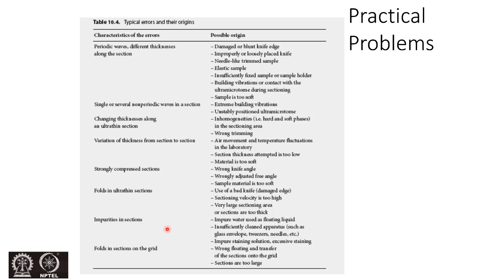Then impurities in section. Impure water used as floating liquid or insufficiently cleaned aperture. Then folds in the section on a grid. This is because of the wrong floating and transfer of the section onto the grid, and sections are too large. So these are some of the problems which have to be avoided, to get a very good image.